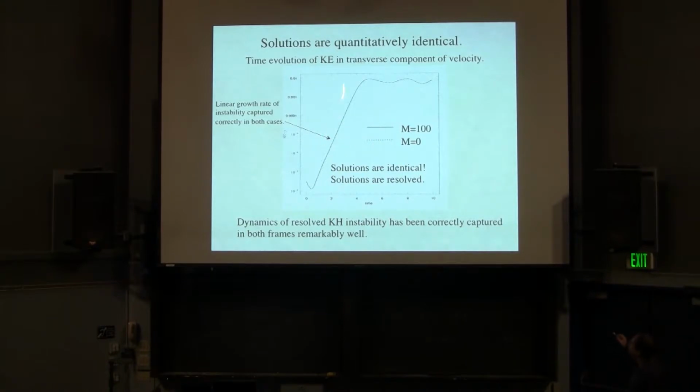Plotted here are two lines, solid line, dashed line. One is Mach 100, one is the stationary. They're exactly the same. The error is the same in both calculations because I have a resolved solution. So I think that this, again, definitively says that once you get rid of this truncation error effect, the solutions are the same. So it all comes down to the truncation error being different, not the solutions.